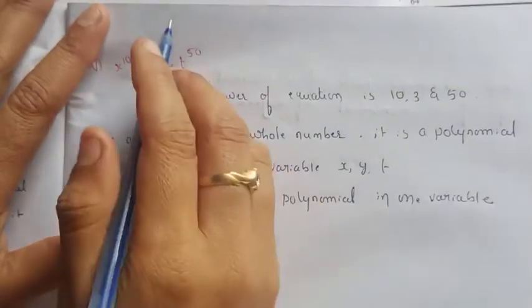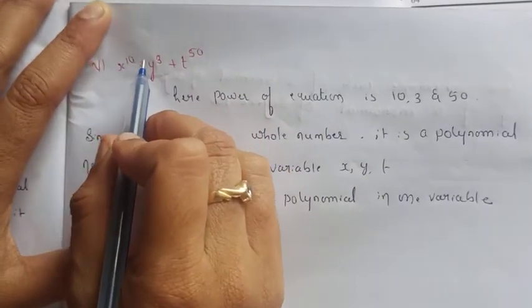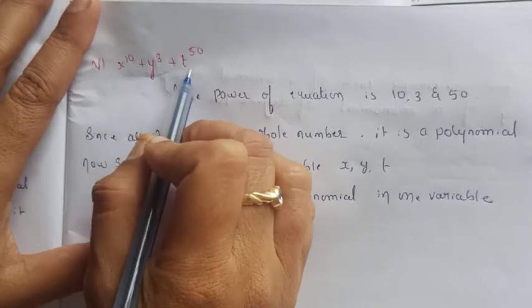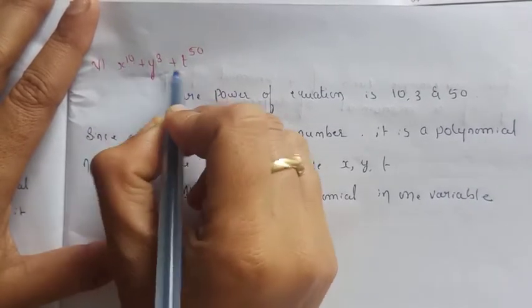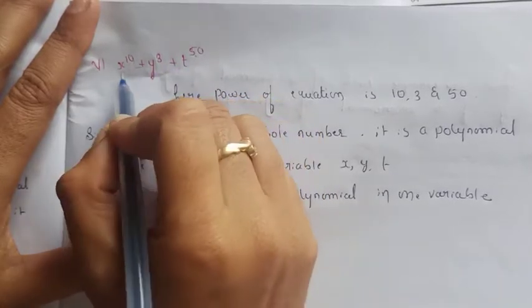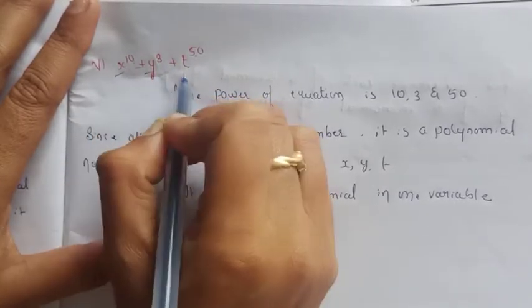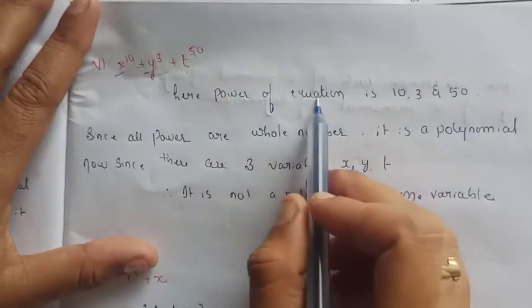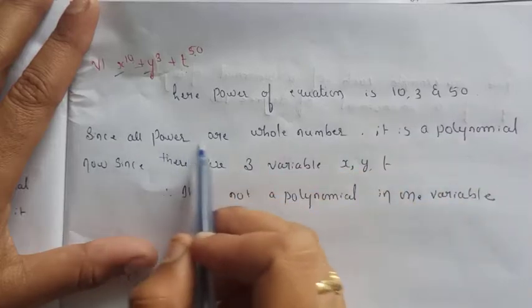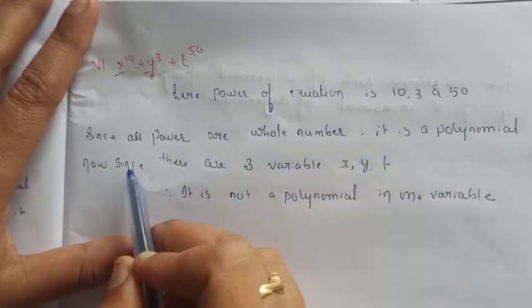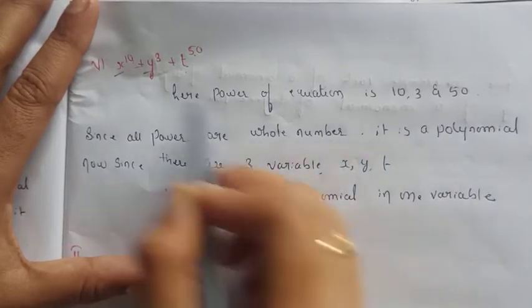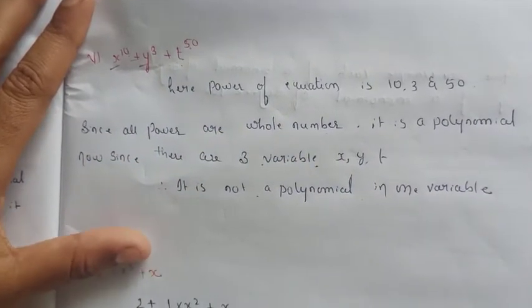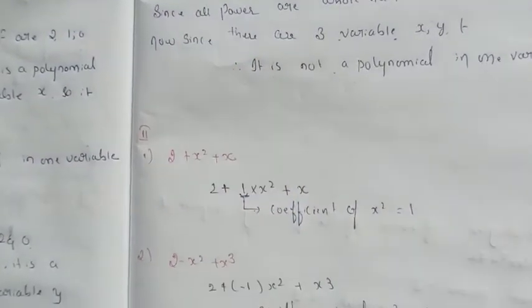Next equation: x to the 10 plus y raised to 3 plus t raised to 50. Here all powers are whole numbers, but the variables are different, so it is not in one variable. The powers of the equation are 10, 3, 50. Since all powers are whole numbers, it is a polynomial. Now since there are three variables, that is x, y, t, it is not a polynomial in one variable. These are the solutions for the first question.